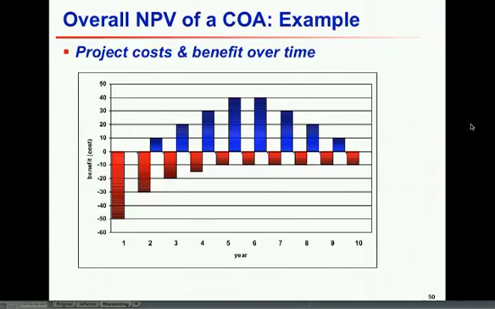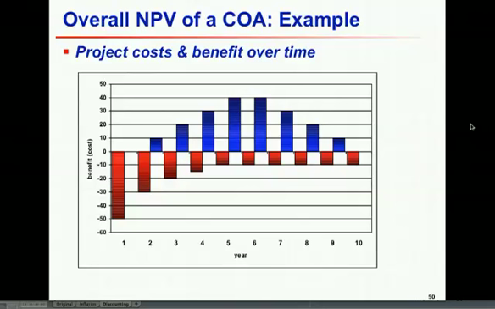Again, we're assuming that these could be real dollars, so it doesn't really matter whether we're using a nominal or real discount rate. But if these are nominal dollars, then you've got to use a nominal discount rate, which will be higher than your real discount rate. But suppose we have this stream of benefits given in blue and this stream of costs given in red. Should we do this project? Is this a net present value positive effort?